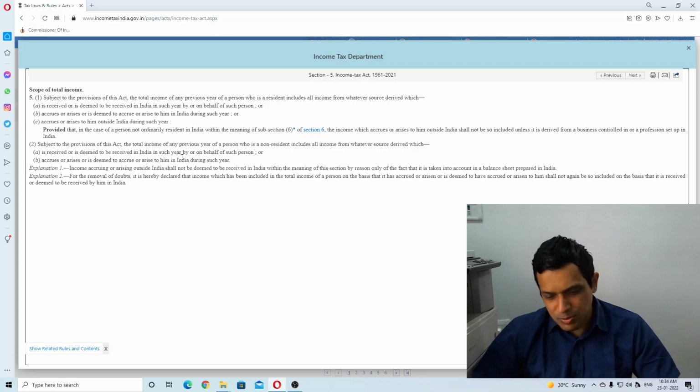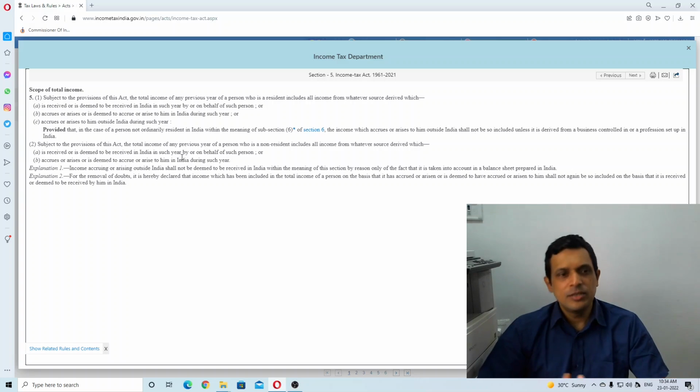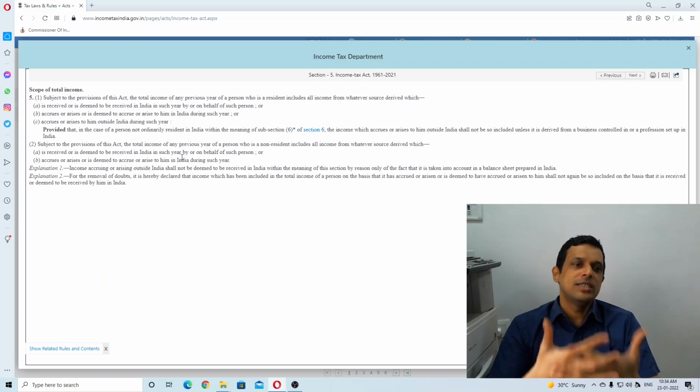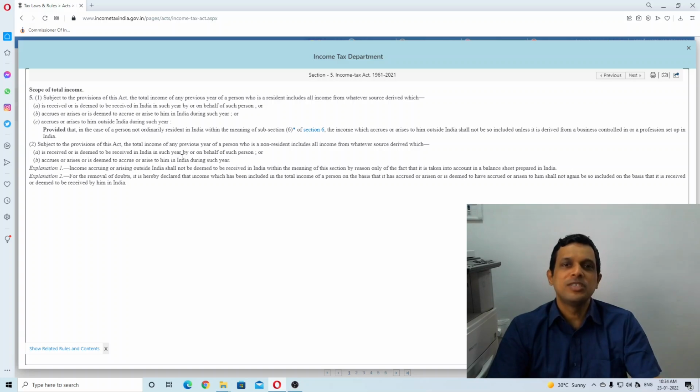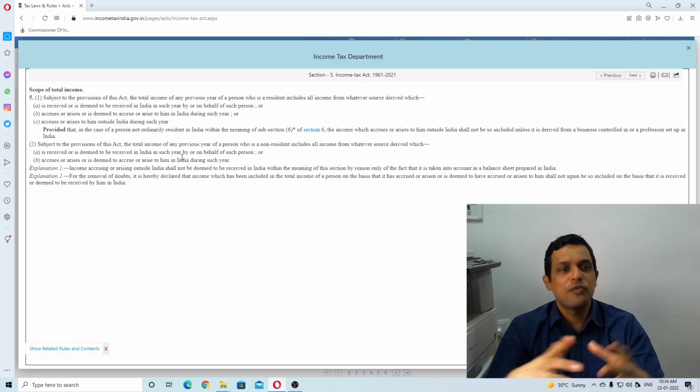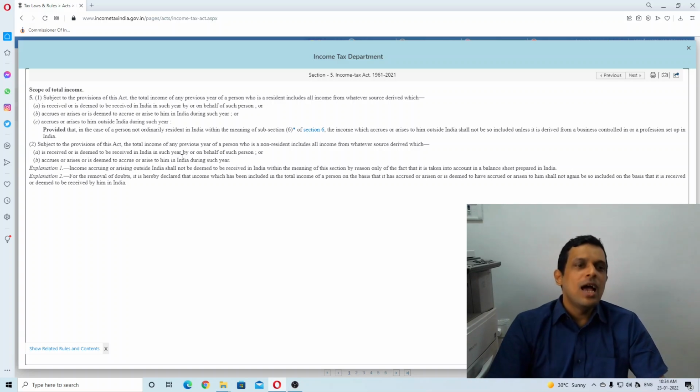So the question then becomes, when you are a non-resident, to figure out what is the scope of total income which is chargeable to Indian income tax under 5.2A and B. And we will look at 5.2A and B in detail now.